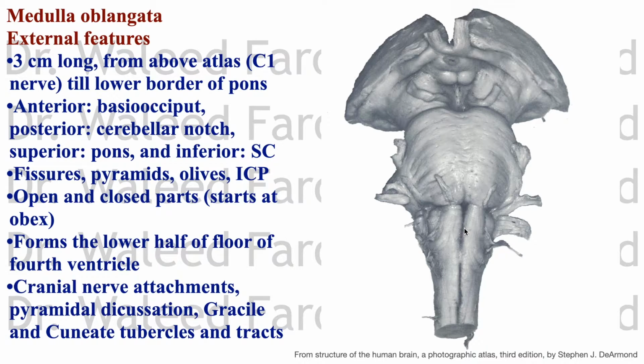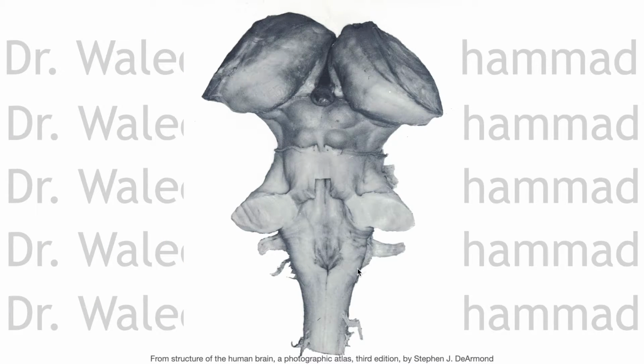From the posterior aspect, you can identify the gracile and cuneate tubercles and tracts posteriorly. We saw that with the anatomy of the fourth ventricle. And here again, these are the gracile and cuneate tubercles. The gracile is most medial, cuneate is lateral to it, and this region is called the open medulla, which forms the lower part of the floor of the fourth ventricle.